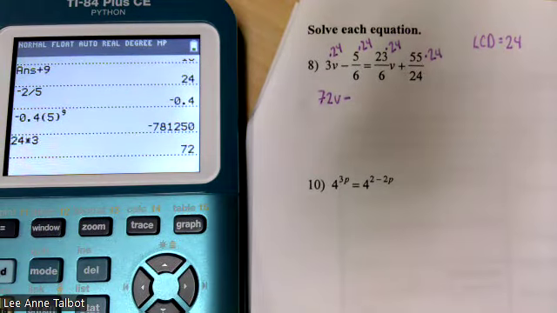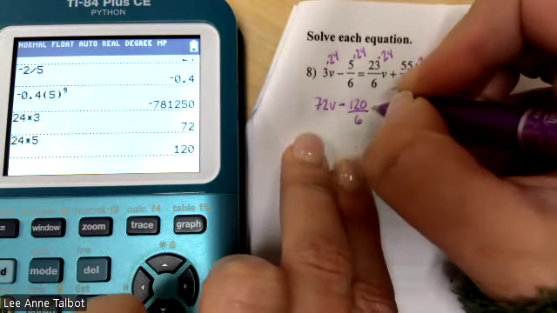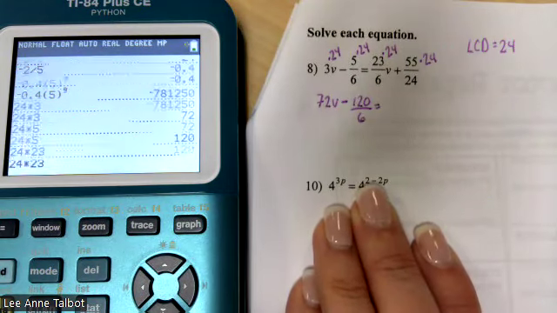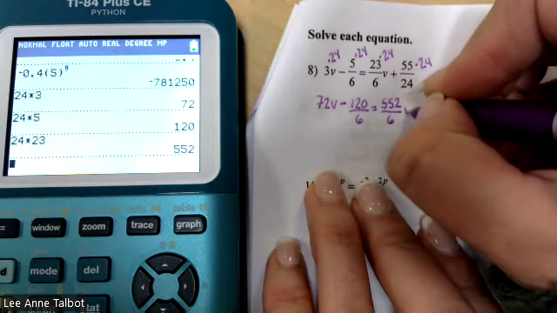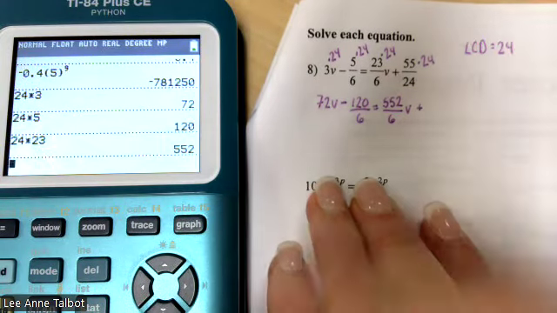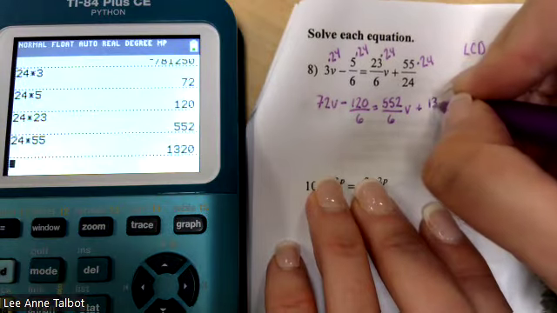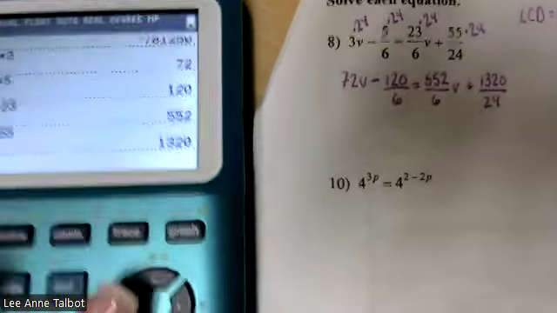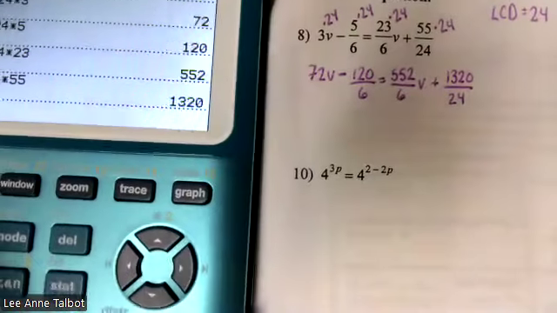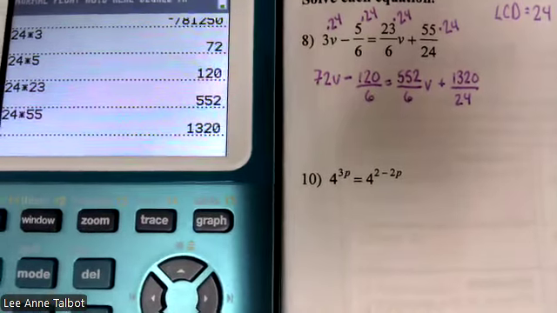Okay, so 3 times 24 is 72. 24 times 5 is 120. 24 times 23 is 552. 24 times 55. Okay, so multiply everything by 24, then divide down.